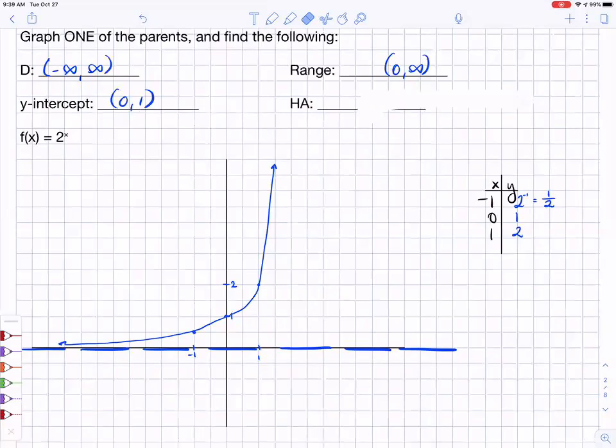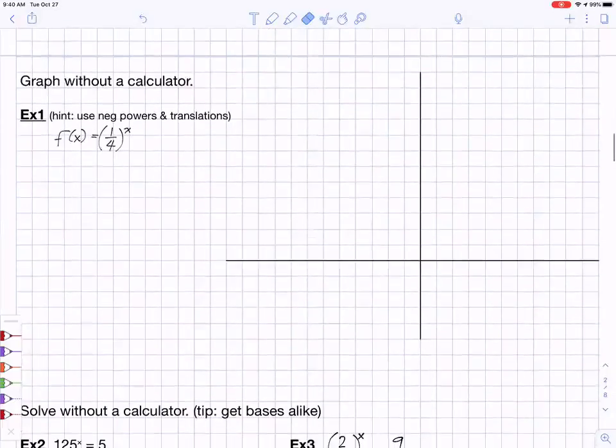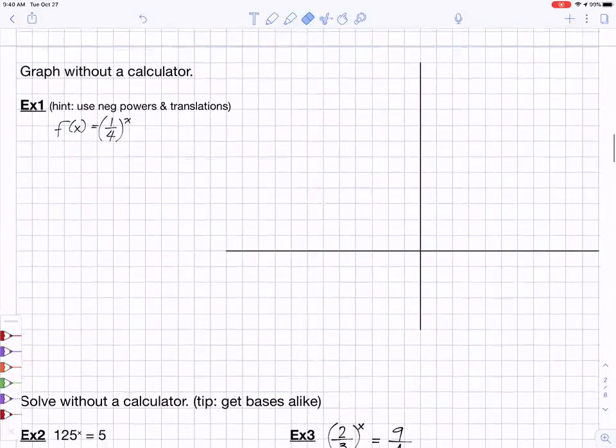And then finally, whoever didn't, was that you, Devin, that hasn't answered yet? What's the horizontal asymptote? Y equals 0. Okay. All right, so this is just an example. So let's do this. Let's graph this one without a calculator, knowing what we know about our parents and descriptions and translations and all that other kind of stuff.